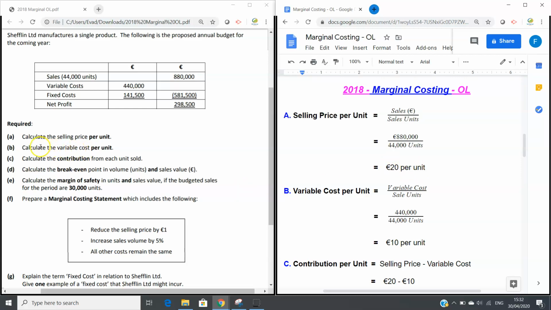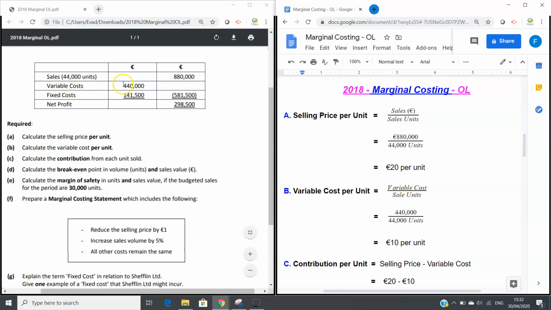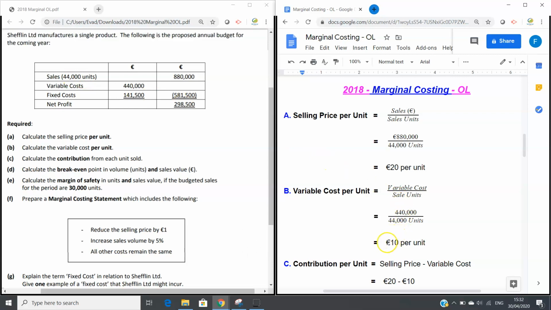Okay, part B, we're required to calculate the variable cost per unit. The formula there is variable cost over sales units. So the variable cost in the question, 440,000. Our sales in units, as we had a second ago, 44,000. Again, we do the division there, and again, it's €10. Let's have the euro symbol and per unit as well.